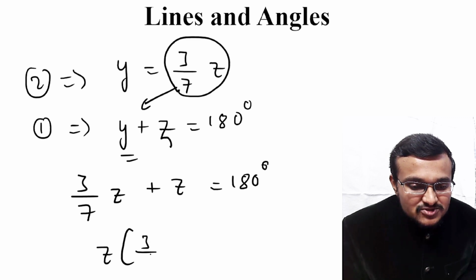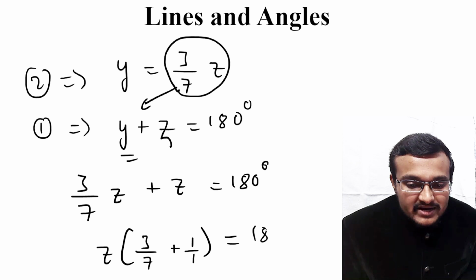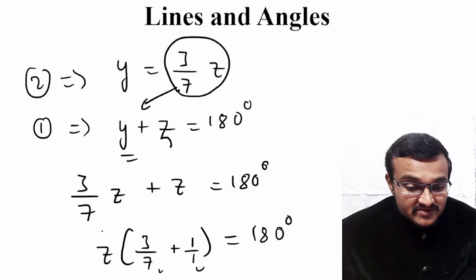So 3 by 7 into Z plus Z is equal to 180 degrees. Z you can take common. So 3 by 7 plus 1 will be remaining. 1 means it is nothing but 1 by 1. So here 1 and 7 LCM you can take, and you can do the addition of these two.